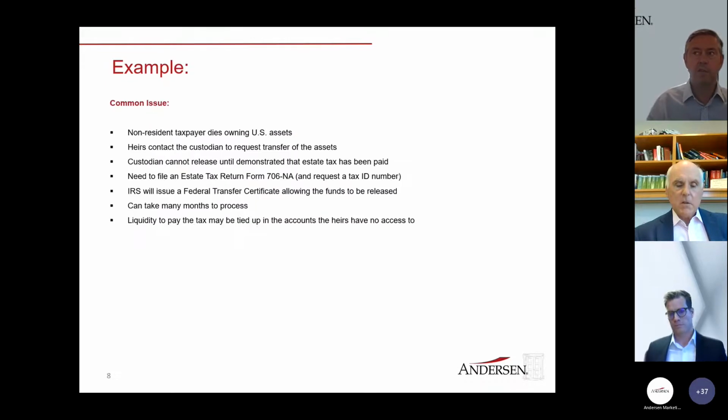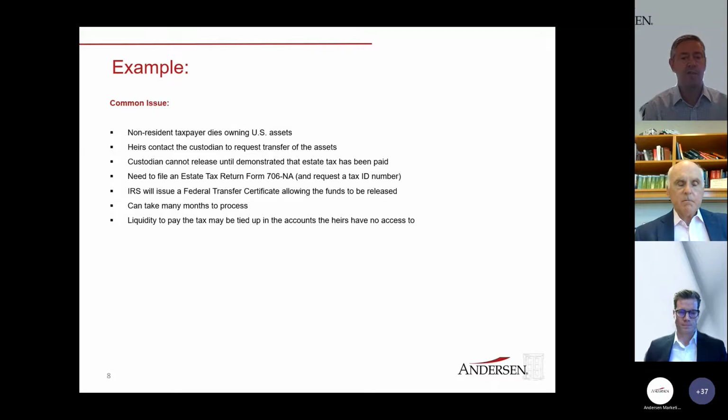Just continuing this example from a practical point of view for a second. That was the numerical aspect of it. But what happens from a practical point of view? Well, the non-resident taxpayer dies, they have US assets. The heirs will reach out to Morgan Stanley and say, hey, Dad died, it's a tragedy, but we'd quite like our money now, thank you very much. And the custodian is not necessarily going to release those funds. It's going to wait.